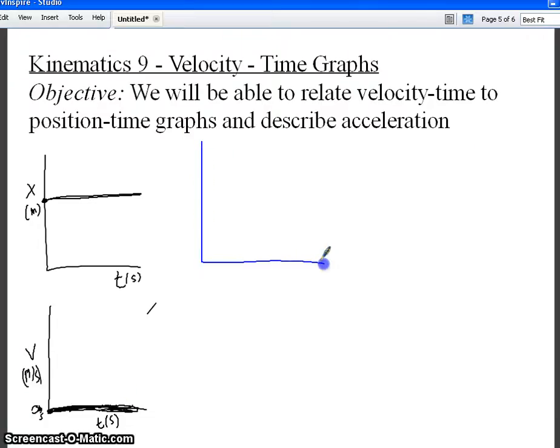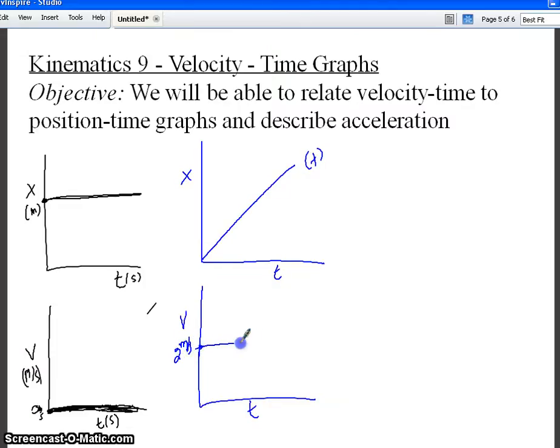An object is moving at constant velocity. So this is a positive sloping line. So if I have constant velocity, let's say this is 2 meters per second here, it's going to be a straight line. So a sloped line on a position-time graph is a straight line on a velocity-time graph.